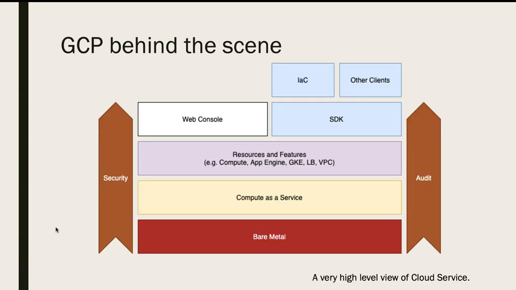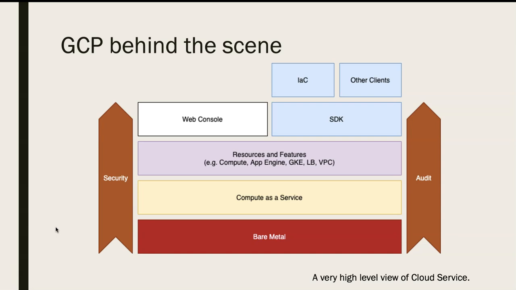Let's see what's happening behind the scenes in GCP. This is a very high level view of any cloud service, actually, not only GCP. The diagram may be missing some of the features, but it is a very high level view. The bottom level is the bare metal, which is the infrastructure, and on top of that comes the compute, and on top of that comes the resources and other features which GCP provides. For example, the compute engine, app engine, GKE, load balancer, VPC, everything that comes up above that.